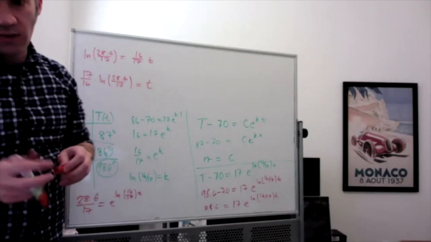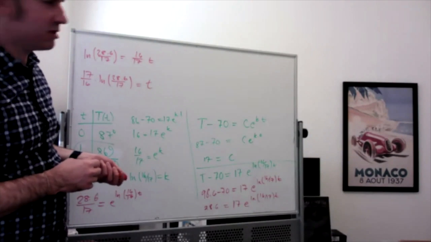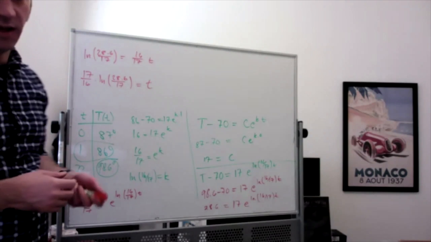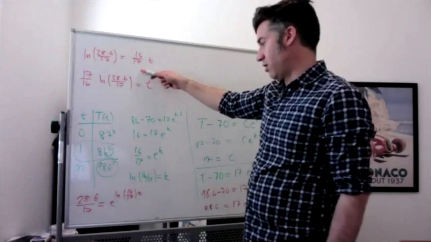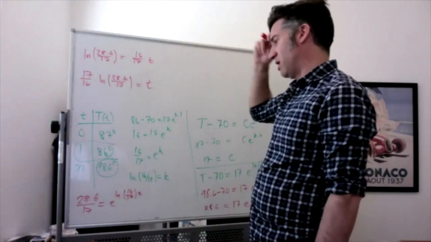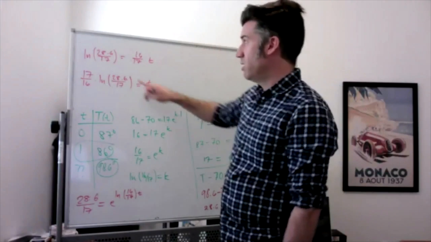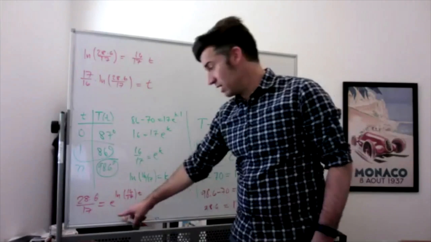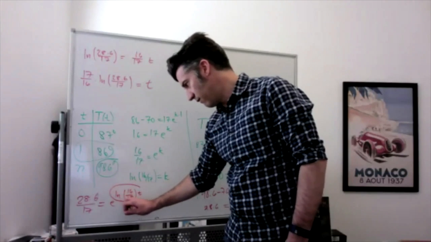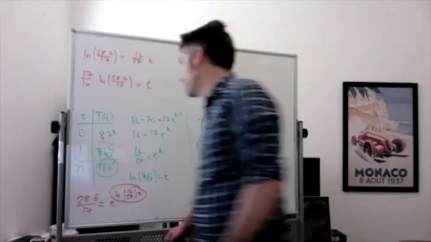Now, what I want you to see about this, did I make a mistake? I'm sorry, I'm making quite a few mistakes here. I made a mistake when I copied from here to here. I took the natural log of both sides but wasn't careful with the right-hand side. It should be the natural log of 28.6 over 17 equal to the natural log of e to the stuff, which is just the stuff, which would be the natural log of 16 over 17 times t. Sorry about that.